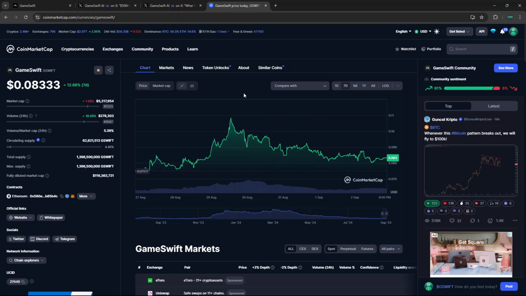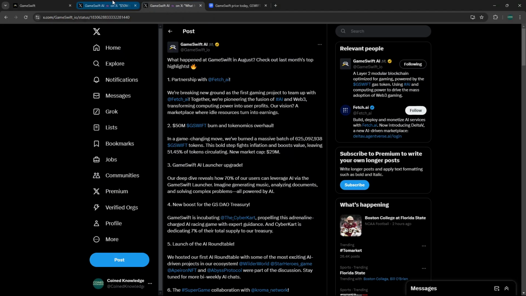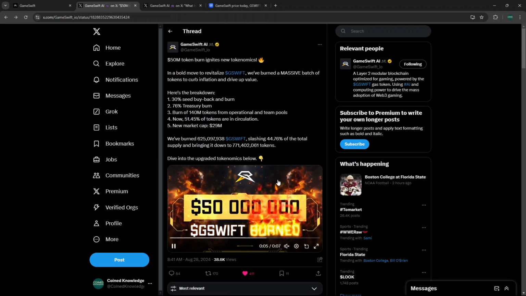But if you take a look at the price action, GameSwift is sitting at 0.08, which I think is still a pretty undervalued value proposition, even at a $30 million market cap. Obviously, how I've been getting the market cap recently is that you can just go up here, screenshot it, or go to the tweet. This is how I've been doing it.